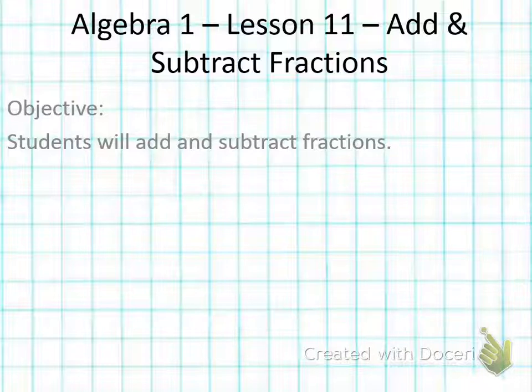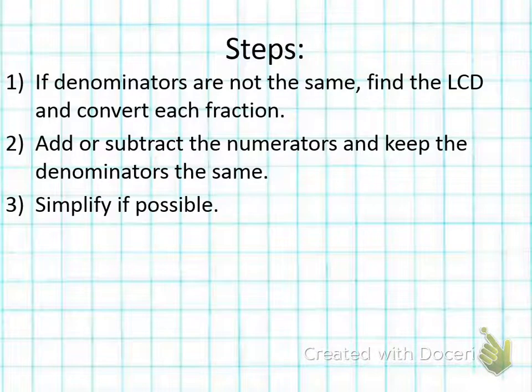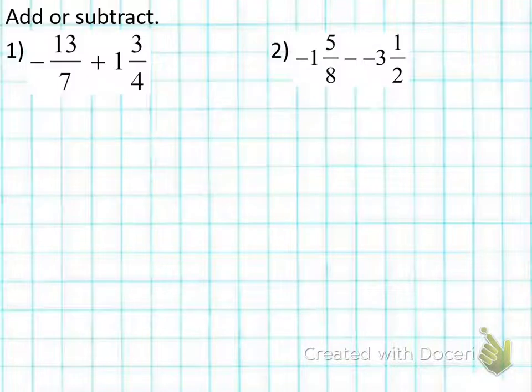So that's the objective. Students will add and subtract fractions. The steps are here. If denominators are not the same, find the LCD and convert each fraction. Add or subtract the numerators to keep the denominators the same and simplify if possible, okay? So watch me do numbers 1 and 2, and then we will work on the rest together, okay? Pencils down, eyes up here. Okay, number 1.